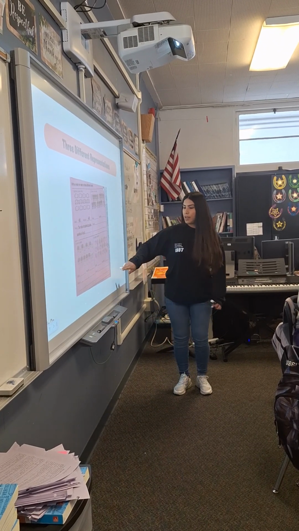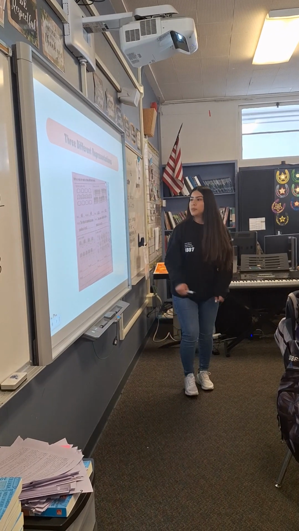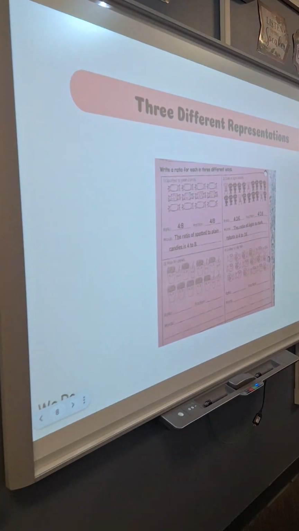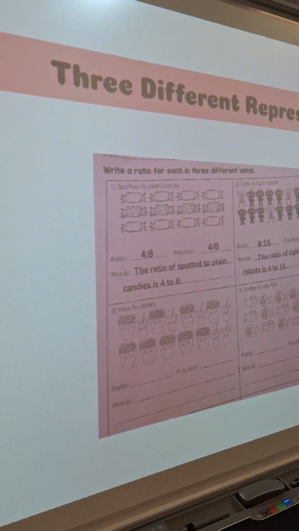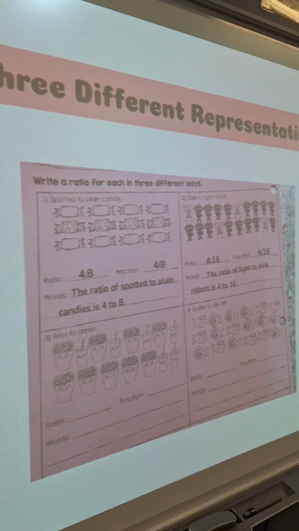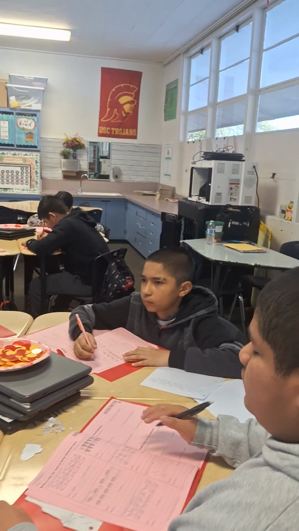So I want you guys to look at this problem and tell me what's wrong with it. What do you guys think is wrong with that? Talk to your partner, to your group, and decide if there's anything wrong with it or if it's correct. I think that's correct.